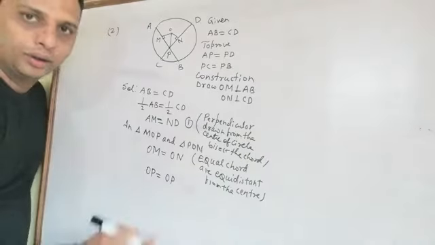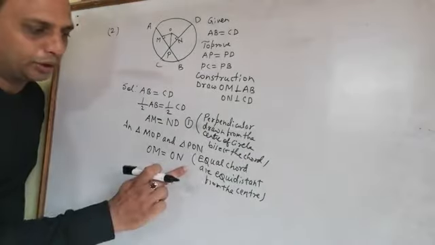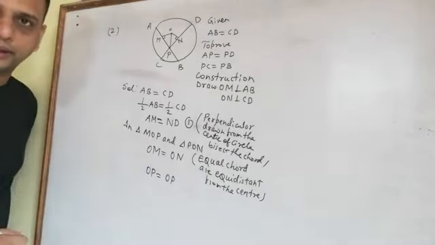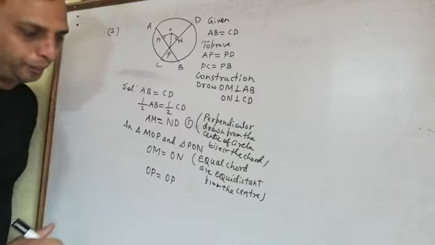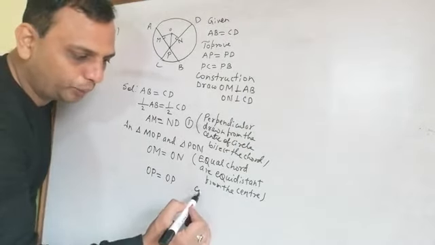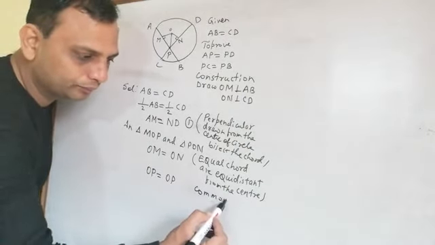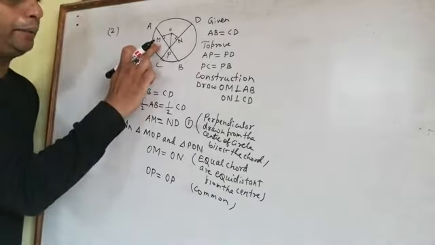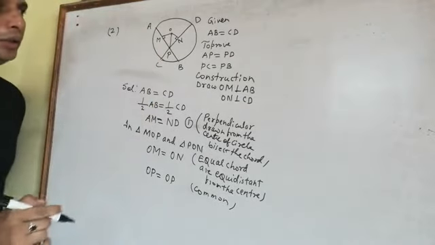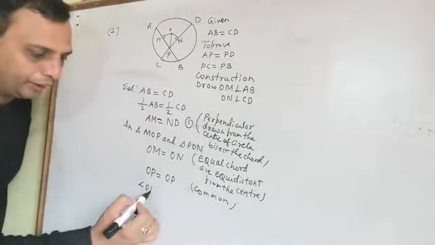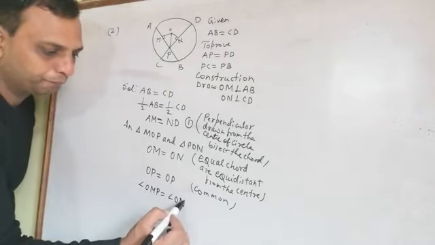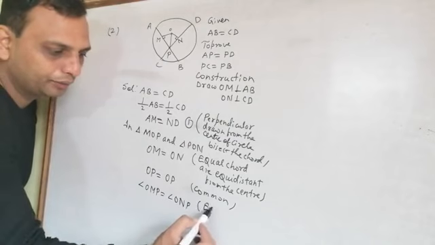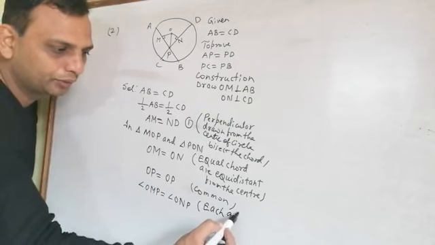OP equal to OP. So this OM equal to ON came because the two chords are equidistant from the center. I told this previously. OP equal to OP, common sides. And these angles at M and N are 90 degrees. So we can write angle OMP is equal to angle ONP, each 90 degrees.